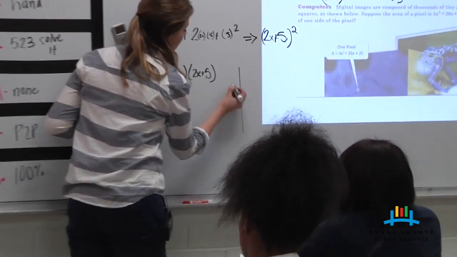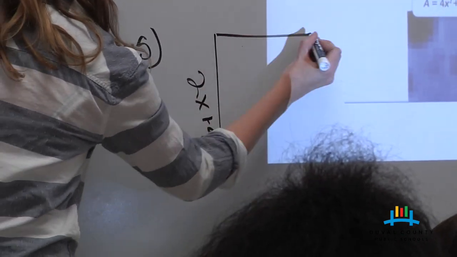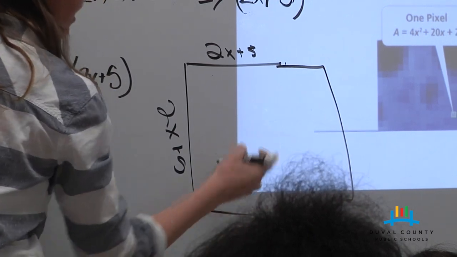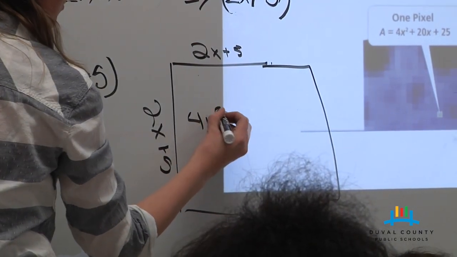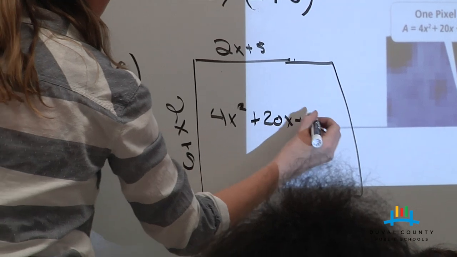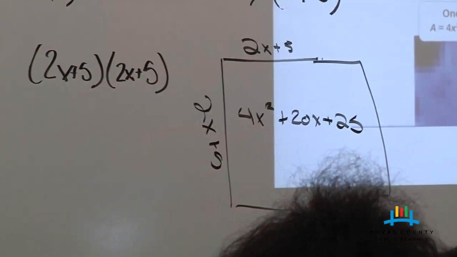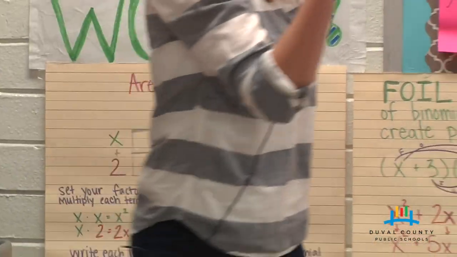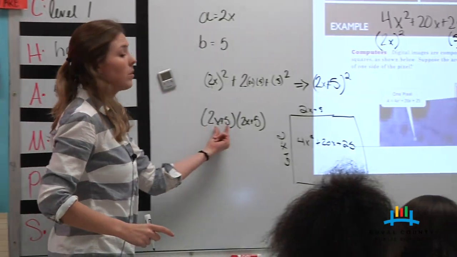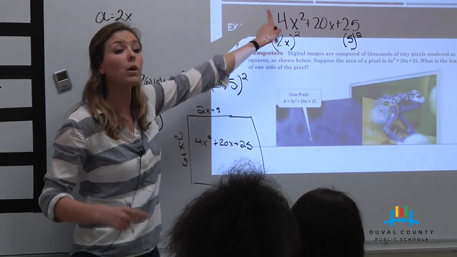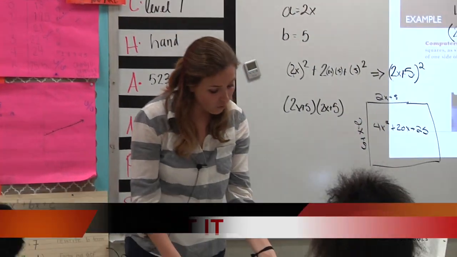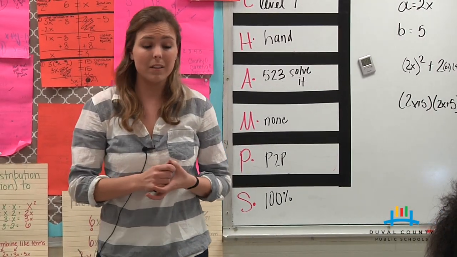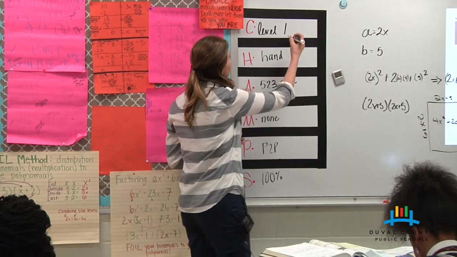And then the other side length is 2x plus 5. That should give me the area of my square, which is equal to 4x squared plus 20x plus 25. If you did the box method over here, it would look like that, correct? So the answer to the question is the binomial portion, not the final answer. We worked backwards. You're going to have 7 minutes to do the 3 got it. That's it, okay? So level 1 to 2 with a neighbor.